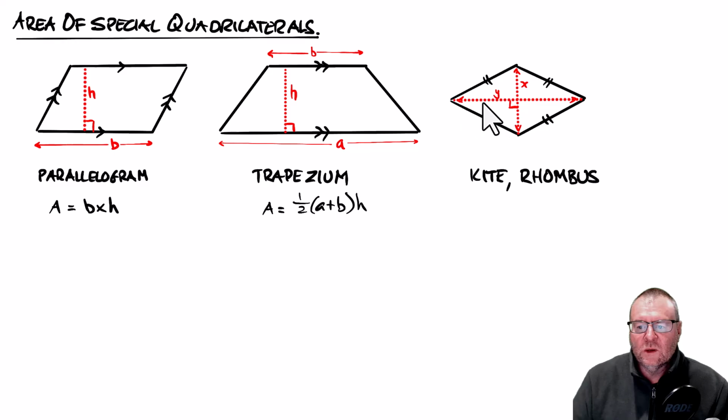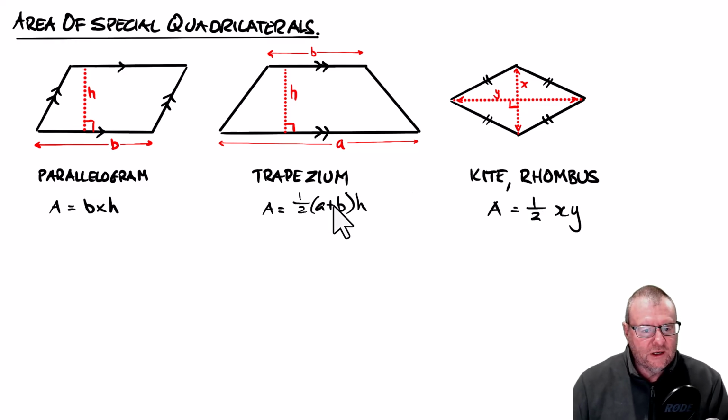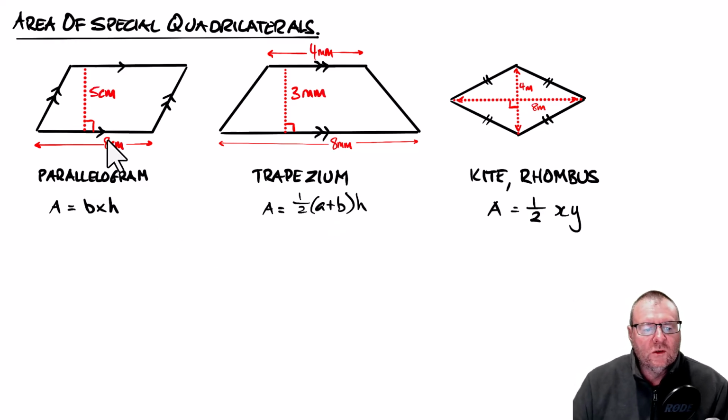For a kite, or a rhombus as well, we use the diagonals. We call them x and y, and it's simply half times x times y. So let's put some numbers on these diagrams, and we'll do some calculations.